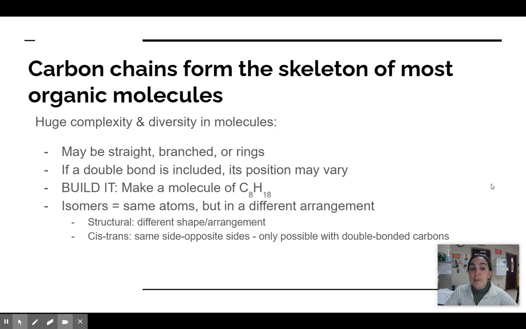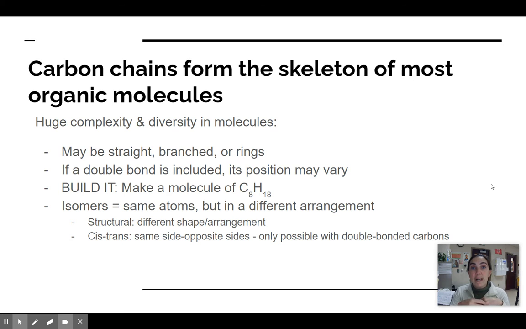This type of isomer is called a cis-trans isomer. Cis has the 2 functional groups, those 2 unique parts, on the same side of the double bond, and trans has them on opposite sides. So this is only possible with carbons that are double bonded together.